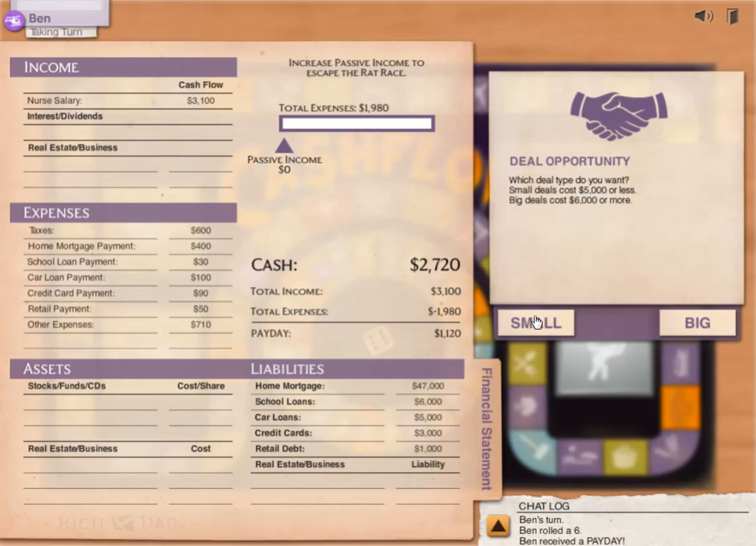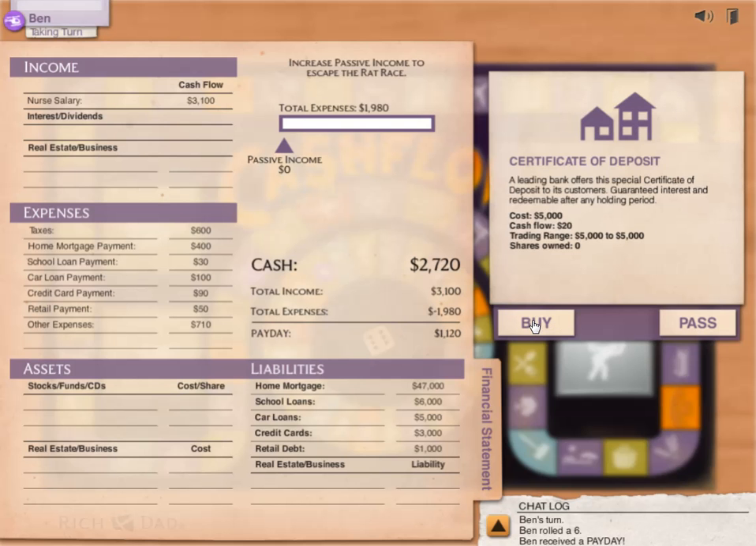Now we've got an opportunity here for a deal. You have small deals, which is $5,000 or less, and then bigger deals, which require $6,000 or more, and usually they're more like $10,000 to $20,000, and some of them go up to, I think it's $500,000. So some pretty big deals, but look, it's probably a good idea at this stage to start off with small, just to have a look. So in this case, a certificate of deposit. It's not a very good investment really if we have a look at it. So it's going to cost us $5,000, and as far as cash flow, it's going to bring us $20.